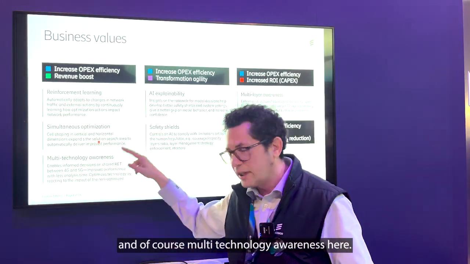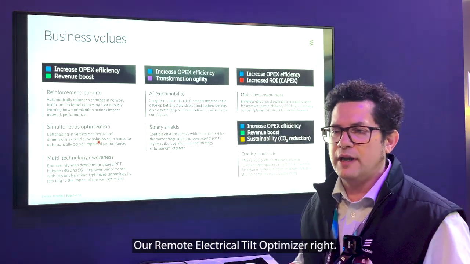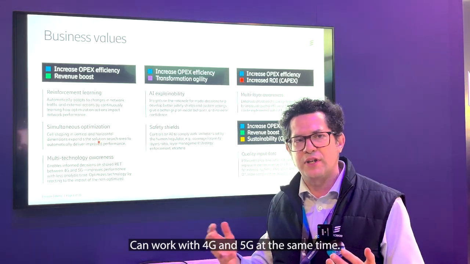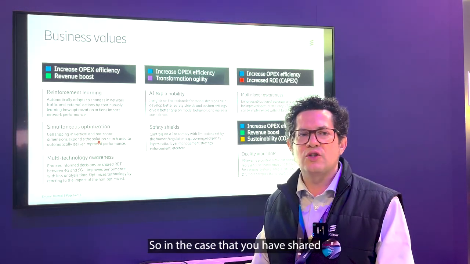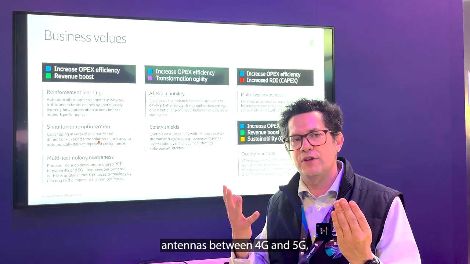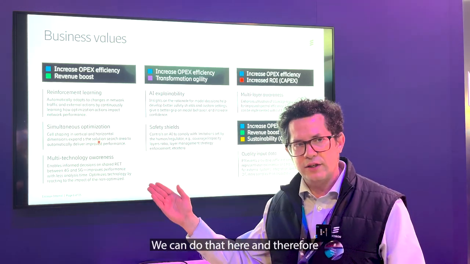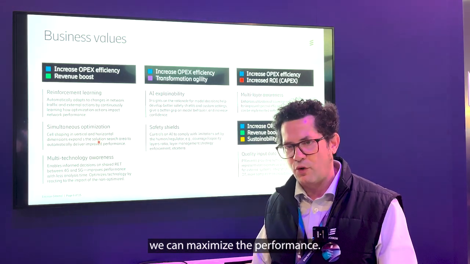And of course, multi-technology awareness. Here, our remote electrical tilt optimizer, right, can work with 4G and 5G at the same time. So in the case that you have shared antennas between 4G and 5G, you will need to make a decision of the driving technology. We can do that here, and therefore we can maximize the performance.